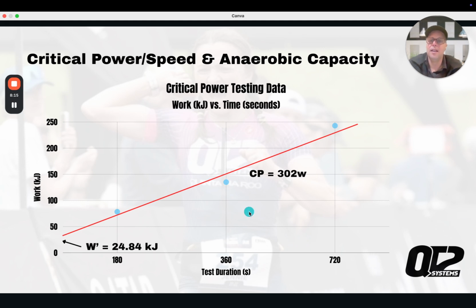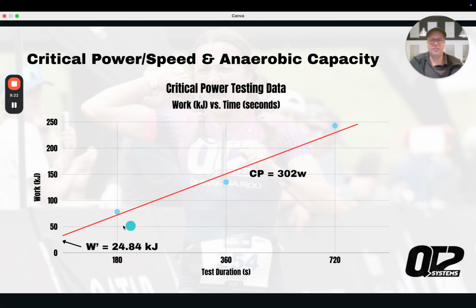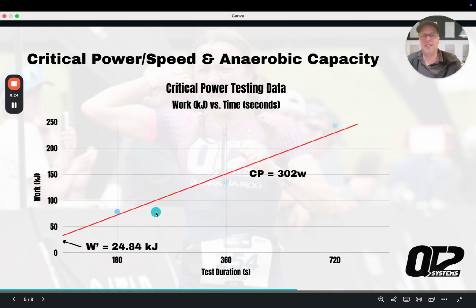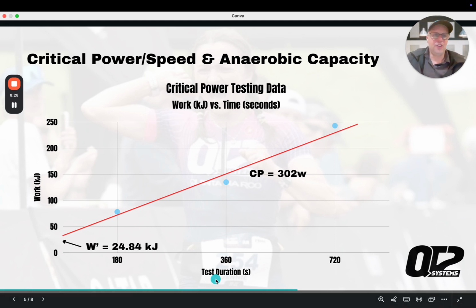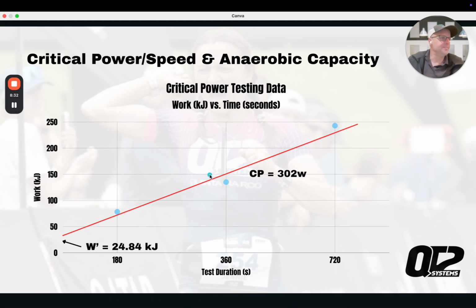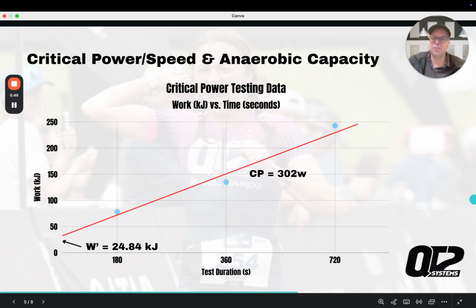We take that and we plot it onto a system. Okay, here's an equation and it creates three data points. Here is our 3 minute test, our 6 minute test, and our 12-minute test. And through linear regression, we're able to determine a line of best fit. Okay, so this is the line that best describes those three data points that the athlete created. On our x-axis, we have test duration, and then on the y-axis, we have the work done in kilojoules.